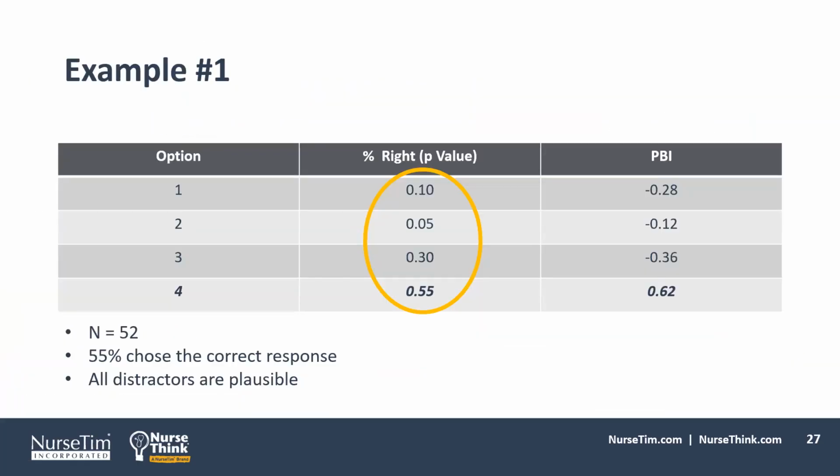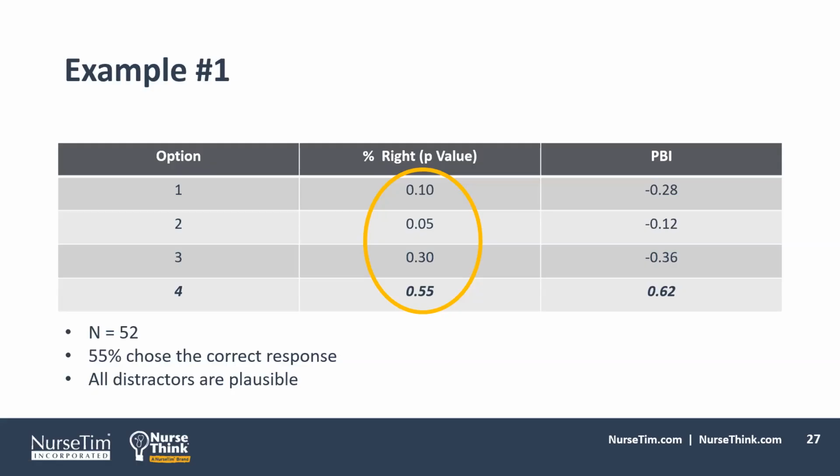So example 1, I'm looking first at my difficulty level. Answer number 4 was the correct one. 55% of my students got it correct. There were 52 students that took this particular exam. Somebody selected each of the 4 options. That's a great thing because I don't have any lazy distractors.